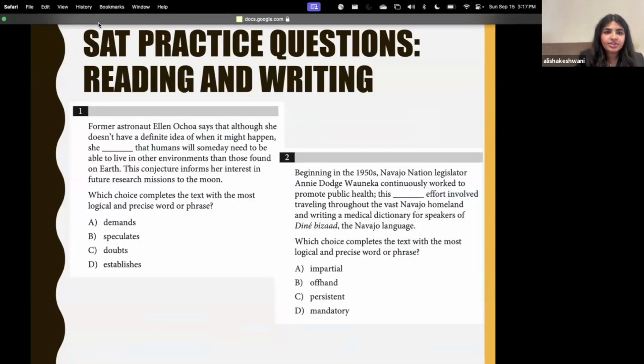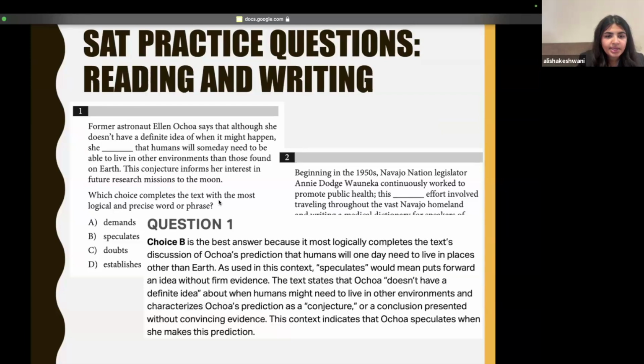Okay, and now we're gonna do the same thing, but kind of for the SAT. So the SAT has a combined reading and writing section. It is aimed to test the same things, but you'll see here that the format and style of questions are a little bit different. So if everyone wants to put their answer in the chat for number one, okay. And the correct answer for number one is going to be B.